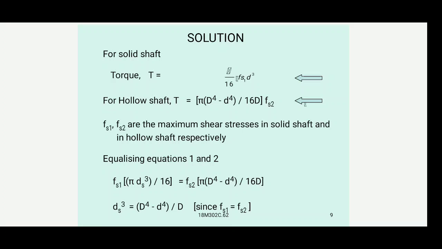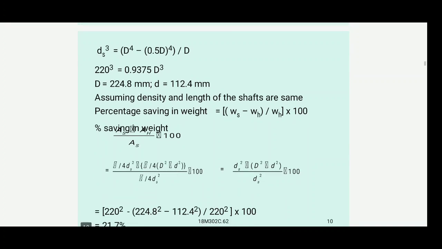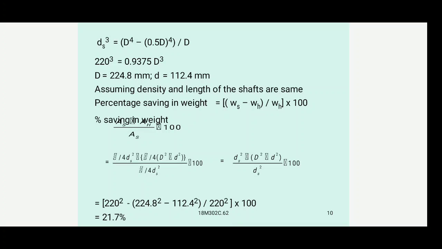Equating the equations 1 and 2, Fs1 into 5 ds cube by 16 is equal to Fs2 into 5 D to the power of 4 minus small d to the power of 4 by 16 capital D. That is ds cube is equal to D to the power of 4 minus small d to the power of 4 by capital D, since Fs1 is equal to Fs2. ds cube is equal to D cube minus 0.5 D to the power of 4 by D, that is D is equal to 112.4 mm.